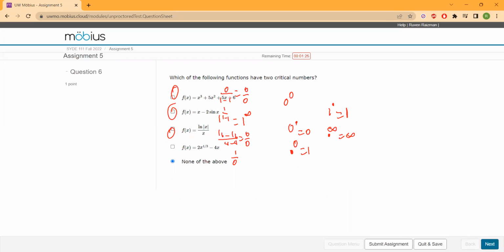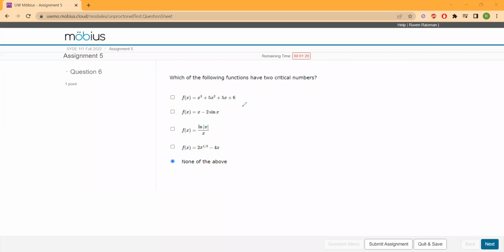Which of the following functions have two critical numbers? For this one, you just have to take the derivative and then think about it. If we start with this one and take the derivative, we're going to get 3x squared plus 10x plus 5. And then we can try to draw this parabola.